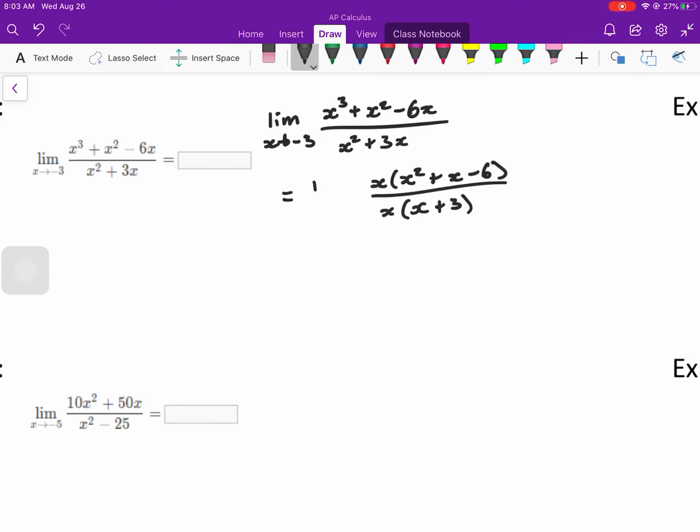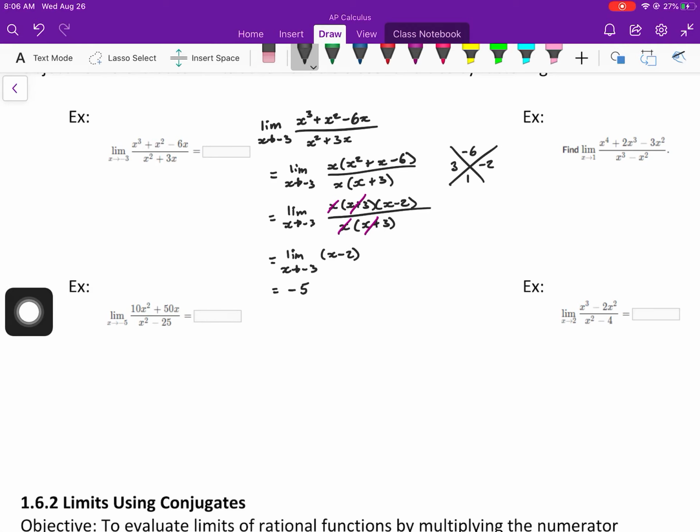So keep in mind, this x minus 2 is not exactly equivalent to the original function. It is for every single value except when x is -3, because there's a hole in the graph of this. This one just helps us figure out what that hole in the graph would actually equal, which would be the -5 here.